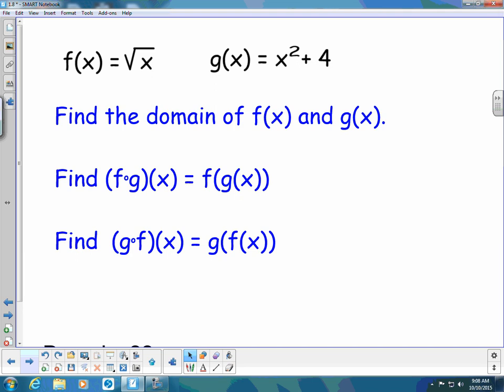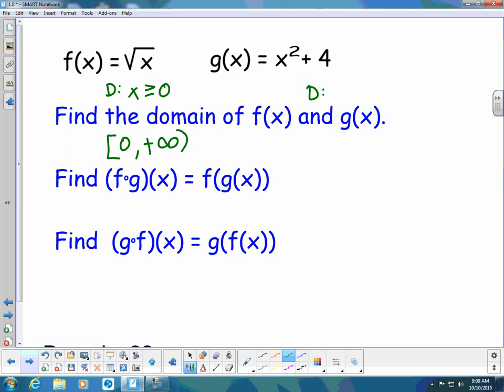Okay, so let's take a look at these problems. If f of x is square root of x and g of x is x squared plus 4, find the domain of f and g. All right, well, first of all, the domain here is going to be x is greater than or equal to 0. You could write it in inequality notation like that, or you could say 0 comma positive infinity in interval notation. And g of x is x squared plus 4, so the domain here is all real numbers.